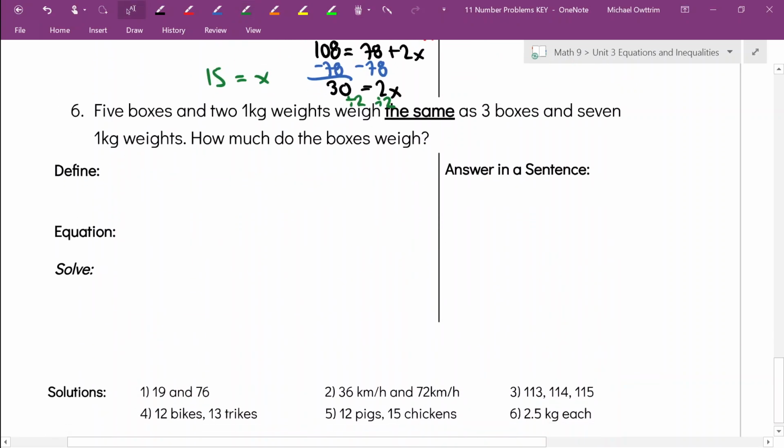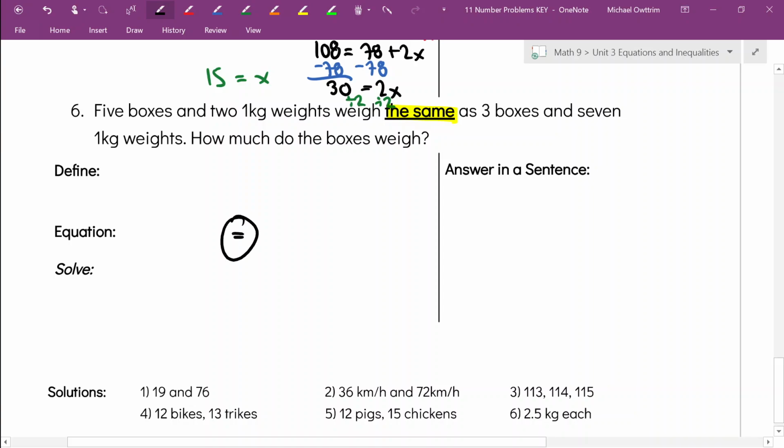Final one here is more of a type of problem that we'll see in some later lessons. But we've got 5 boxes and 2 1 kilogram weights weigh the same as 3 boxes and 7 1 kilogram weights. We want to know how much do these boxes weigh. So in this, you want to focus on this word, the same. And the same is really the equal sign in our equation. So we know that 5 boxes and 2 1 kilogram weights are the same as our 3 boxes and 7 1 kilogram weights. So we want to know how much do those boxes weigh.